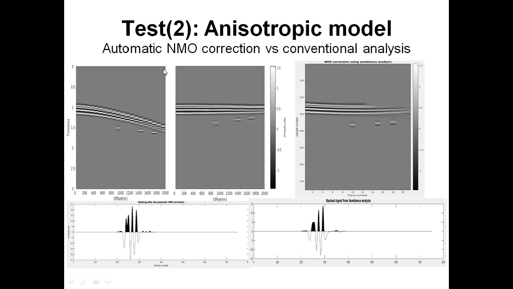For the comparison between the conventional and the automatic NMO, here we can see the non-corrected CDB, the automatic corrected CDB, and the conventional corrected CDB. You can tell by yourself the differences between the 3, how they look. And here, as I told you, the stacking from the automatic method can show you we have 4 layers, but the stacking from the conventional can show only 3 with low amplitude.